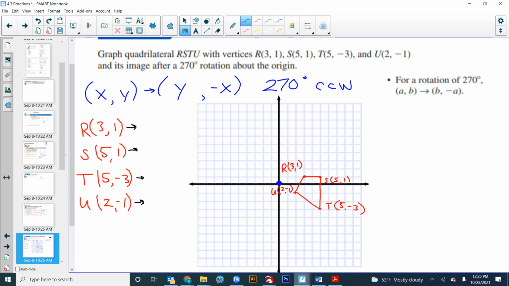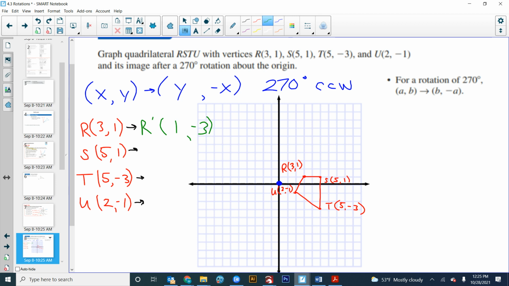All right, what is R prime? Let's call on some people to figure this out. Our xy turns into y, comma, negative x. Grace, help me out. 3, 1 is going to turn into... Nailed it. 1, negative 3.